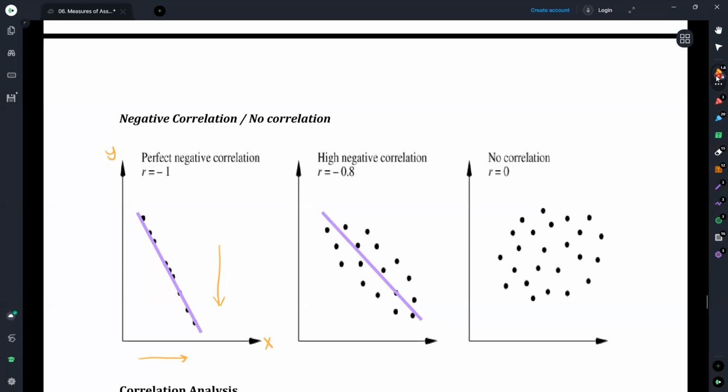But if you move to the third diagram, here you cannot fit that good a line. If you try to fit a line, much more points are deviated from the fitted line. Therefore, in a situation like this, we can say that there is no correlation. It is quite an unusual pattern, but that's why we can say that there is no correlation.